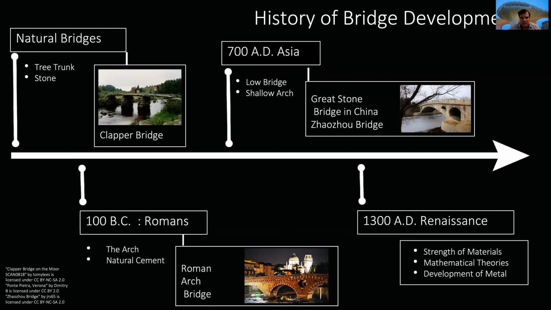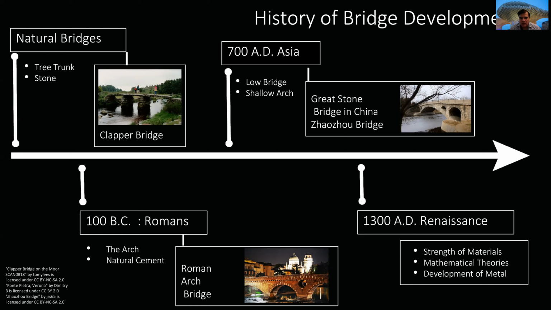After, in the 700 AD in Asia, low bridges were made and shallow arches were created. A famous one is the Great Stone Bridge in China, the Changshu Bridge, that has an arch. After, during the 100 BC, sorry, Romans started working with arches and natural cement, and they created the Roman arch bridges that were very strong and very good from the structural point of view.